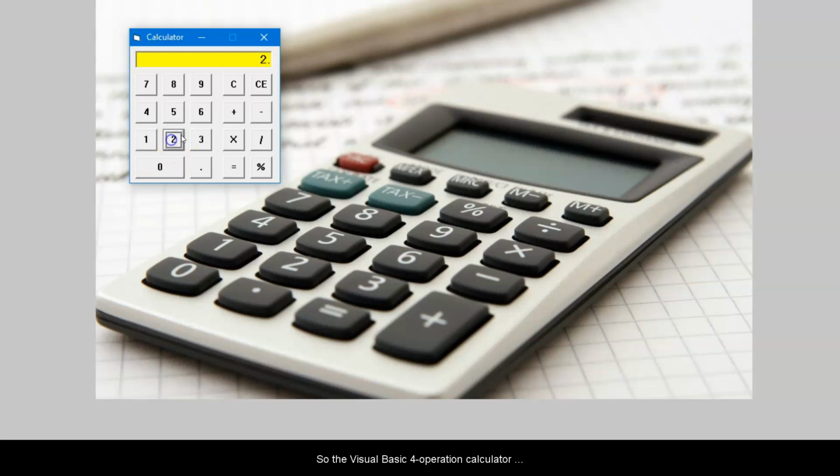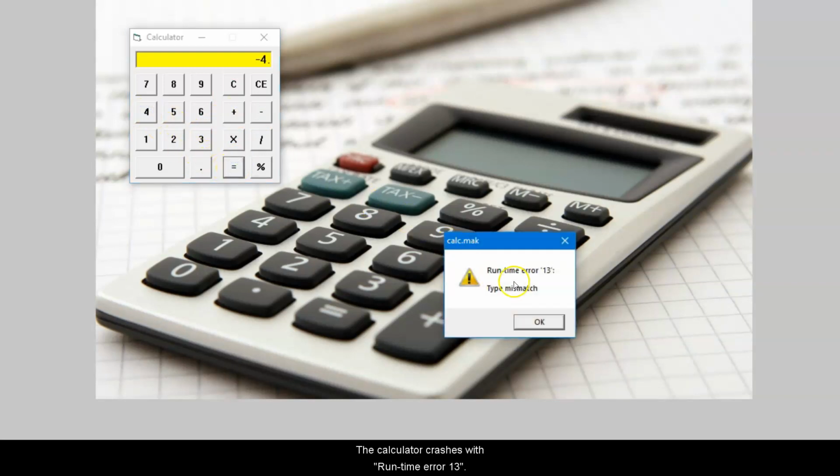So the Visual Basic 4-operation calculator obviously adds, subtracts, multiplies, and divides. But if you try some less usual sequences of key presses, you would discover quite a few corner cases leading to crashes or misleading behavior. One such corner case is the following sequence of operations: 3 plus minus equals 4 equals. The calculator crashes with runtime error 13.